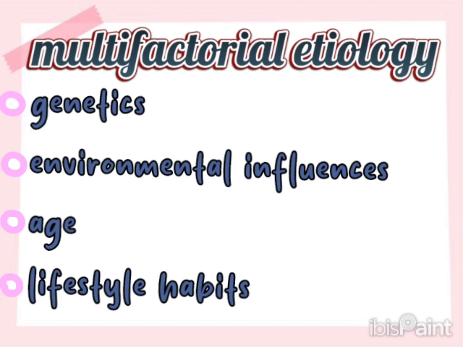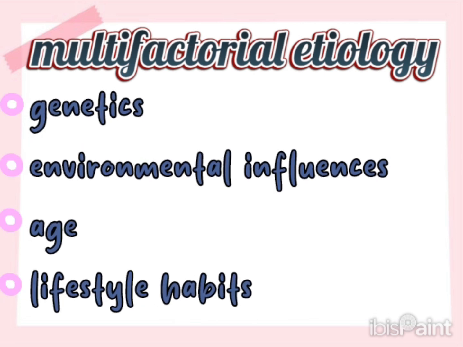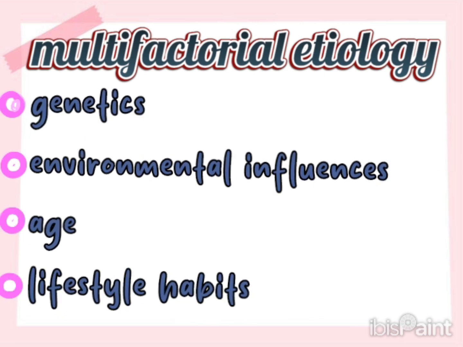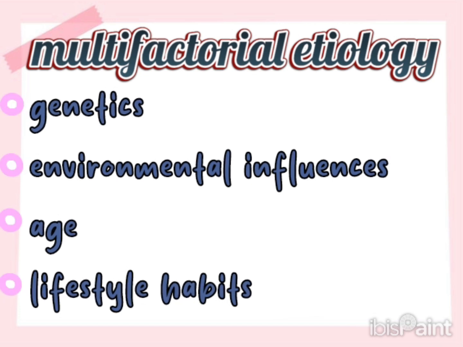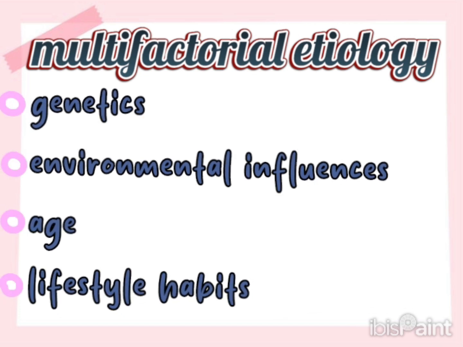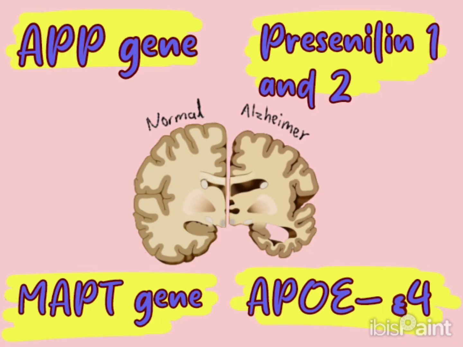Alzheimer's has a multifactorial etiology, which means it doesn't have just one cause. Instead, it can appear because of a combination of factors: genetics, environmental influences, age, and even lifestyle habits. Some of the most important gene factors are mutations in the APP gene, the presenilin 1 and presenilin 2 genes, the MAPT gene that affects tau protein, and the presence of the APOE4 allele.